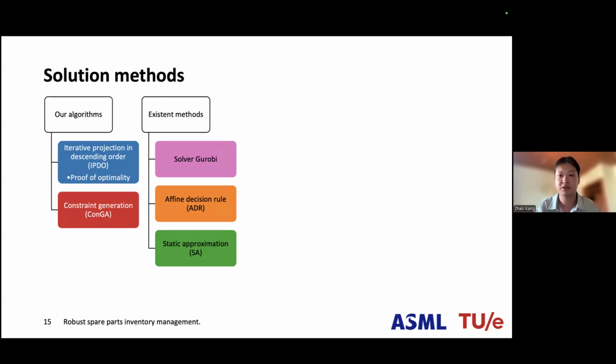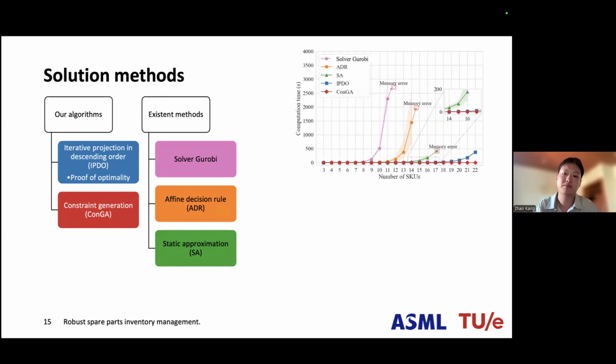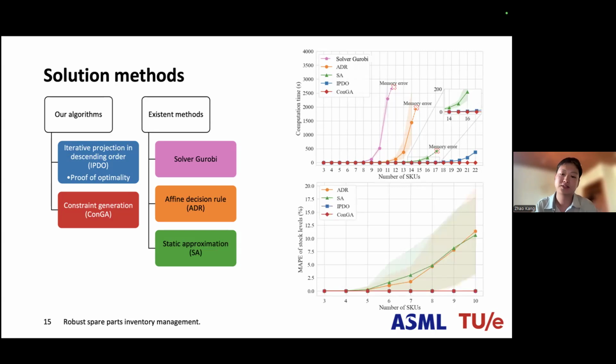Now, let's see the performance. We start from the testing of the computational time. It is clear that when we increase the number of SKUs, the server grouping first stops working due to the memory error. And then both of the approximation methods also stop working for the same reason. However, for our methods, especially for the IPDO, their computation time is very small and it can go to hundreds of SKUs. Now, let's see the error of these algorithms.